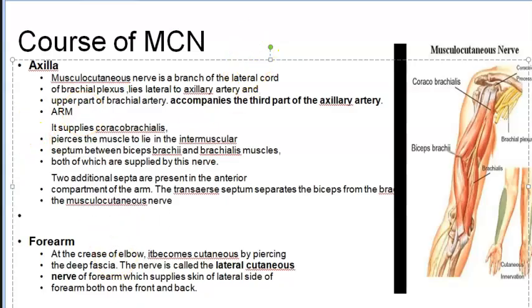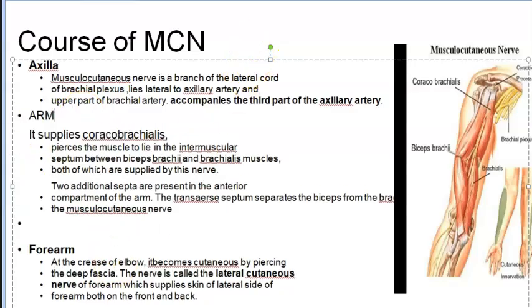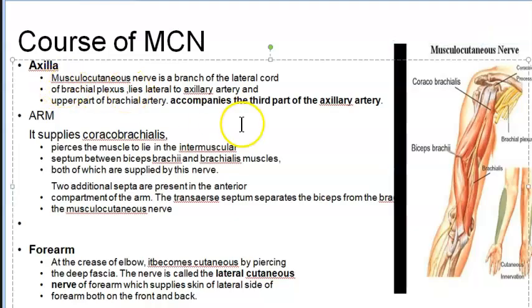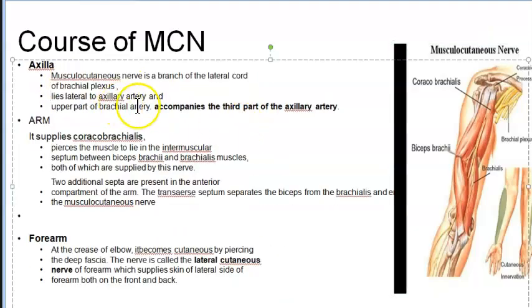Okay, so we will make it 3 parts, unlike the textbook. So in the axilla, where is it? The musculocutaneous nerve is a branch of the lateral cord of the brachial plexus. Everybody knows this. It lies lateral to the axillary artery and to the brachial artery. So this much you should understand. What do they mean by it lies lateral to the axillary artery and upper part of brachial artery?